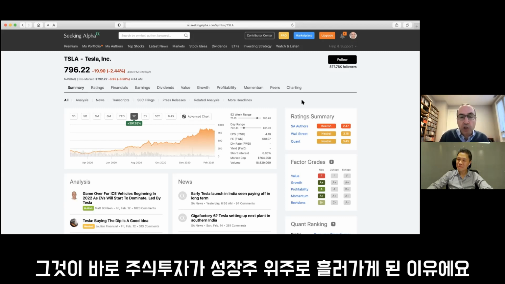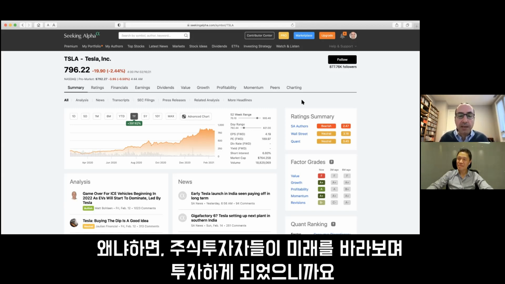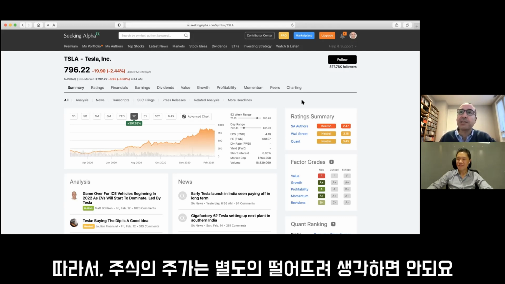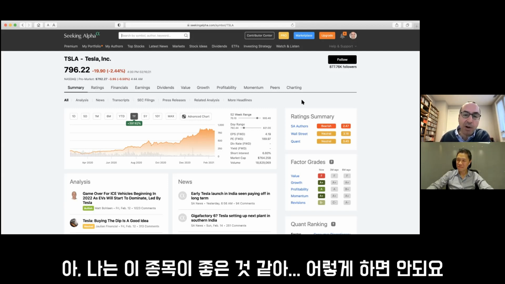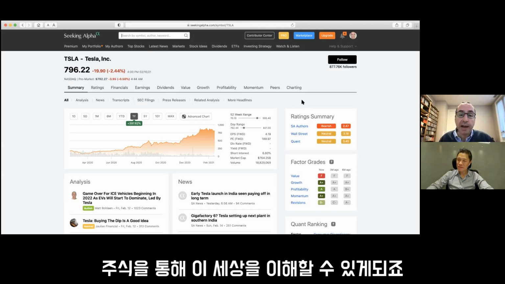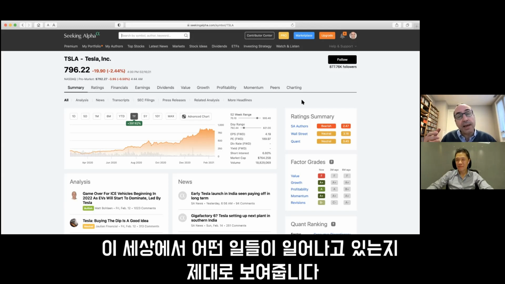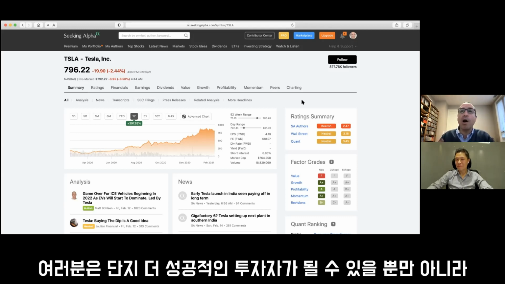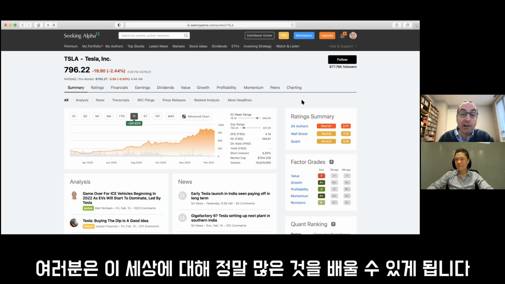That was why there was such a shift towards growth stocks, because investors said, I want to own the future, and the future is happening faster than people thought it was going to happen. And so stock prices aren't just a separate area of, oh, I'm interested in stocks. Stocks are like a prism through which you can understand the world, and they tell you a lot about what's really going on. So if you can find areas that you're really interested in, that you love reading about, you'll not only make yourself a better investor, but you'll learn a lot about the world.